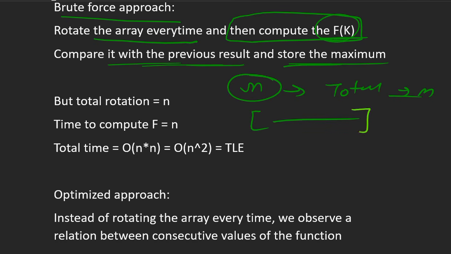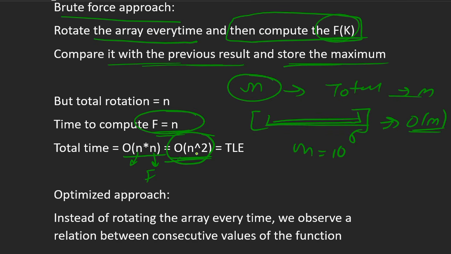To compute the rotation function value we have to go to each element, so if n elements are there, it will take O(n) time. After every rotation we have to compute the value of the function, so the total time is O(n) times n, where one n is the total rotations and the other n is for computing the function value. So the time complexity of this brute force approach is O(n^2), and as we know n is equal to 10^5, so O(n^2) will be 10^10. It will give us time limit exceeded, right? So we have to optimize the approach.